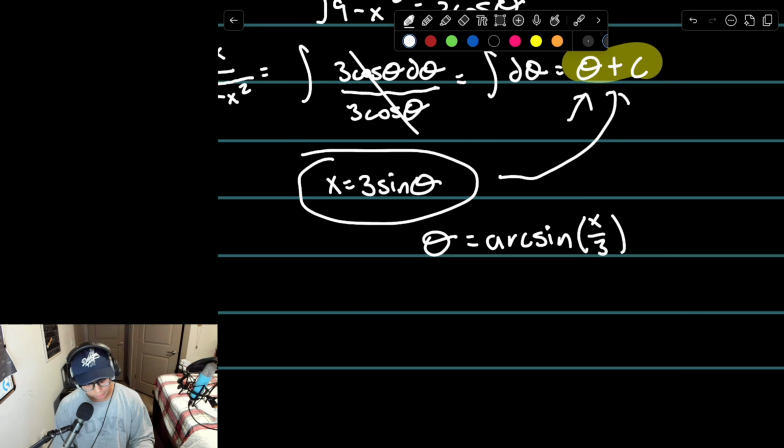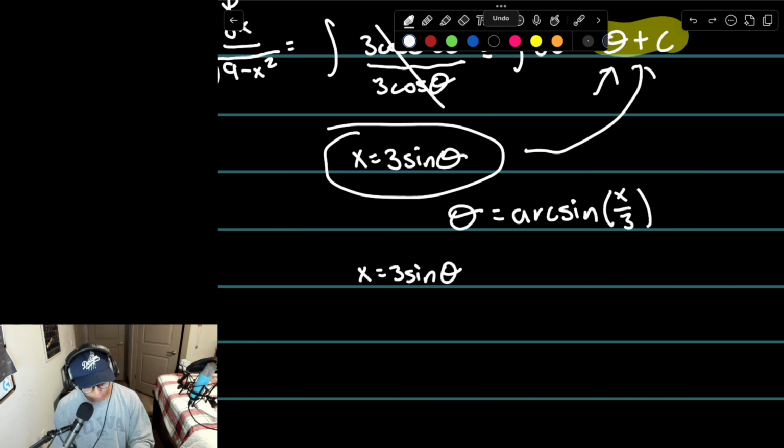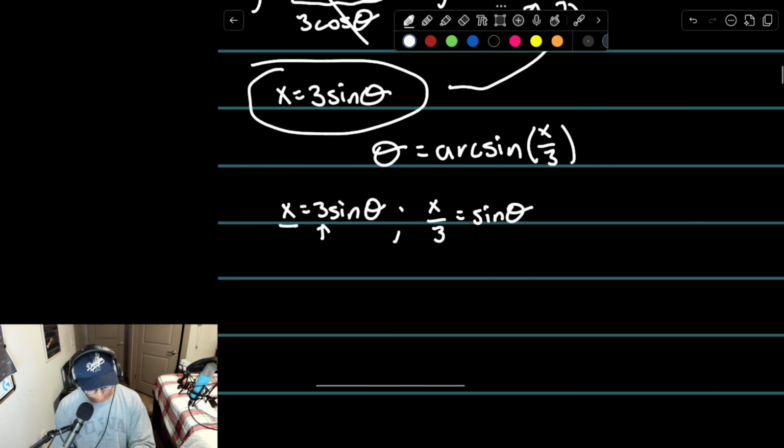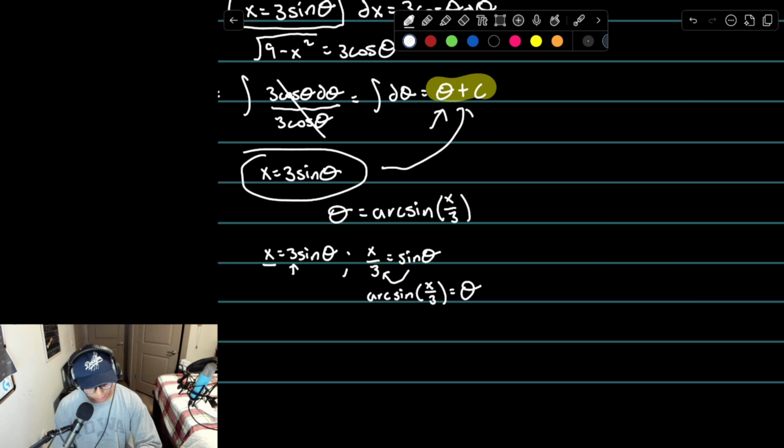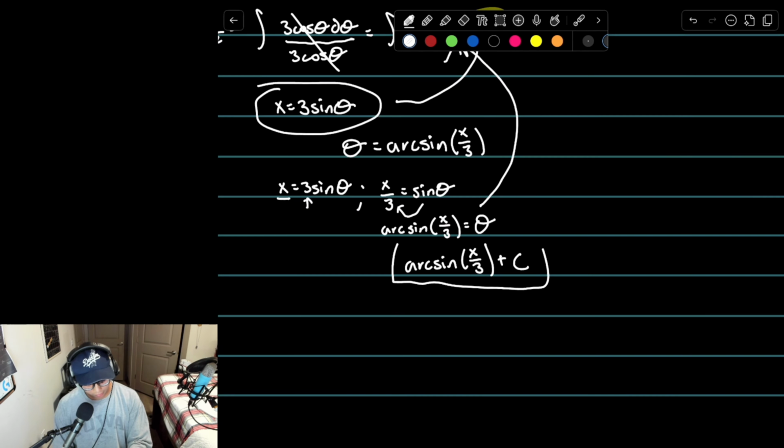Now let's slow down here for a bit. How did I do that? All I did was divide this x over the 3 over here, which just got me x over 3 equals sine of theta. And then to move that theta to this side, you just get the arc sine of that side, which is then arc sine of x over 3 equals theta. And all you have to do is just plug in whatever you got for theta into this theta. So then we get arc sine of x over 3 plus c. And that will be our final answer.